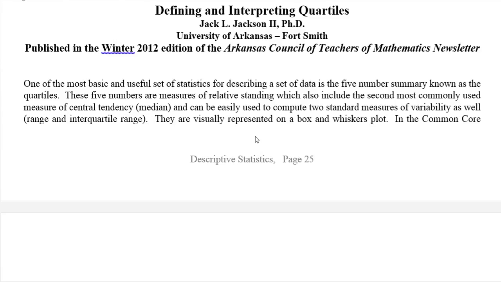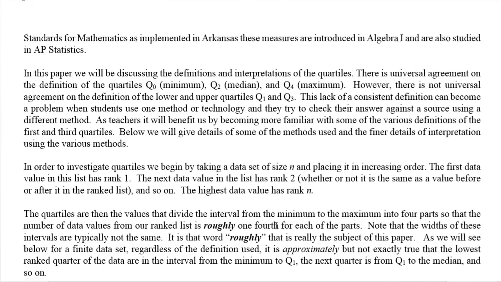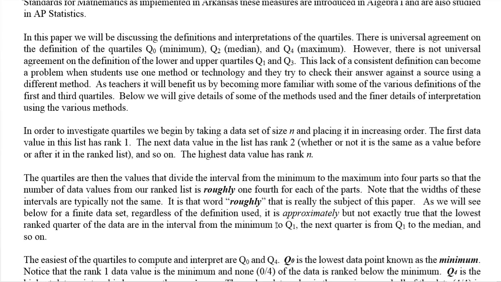One of the most basic and useful sets of statistics for describing a set of data is the five-number summary known as the quartiles. These five numbers are measures of relative standing, which also include the second most commonly used measure of central tendency, the median, and can easily be used to compute two standard measures of variability as well, the range and the interquartile range. They are visually represented on a box and whiskers plot, or just a box plot. And so these concepts are introduced early on in statistics.